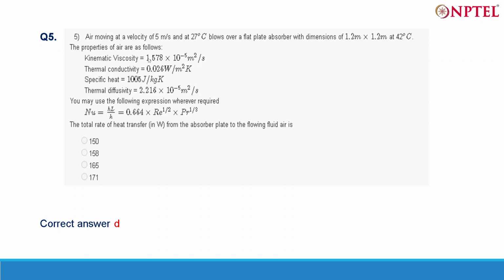So first, given are kinematic viscosity, thermal conductivity, specific heat, and thermal diffusivity. Okay. And air is moving at a velocity of 5 meters per second and temperature 27 degrees Celsius. The plate is at 42 degrees Celsius. Okay. So this much data is given. Now you have to identify how this can be done. Okay. So let's start solving this question in front of you. At the same time, you guys also try to solve it. So if there are any mistakes which you are committing, then they can be corrected. Okay. So let me do it for you.